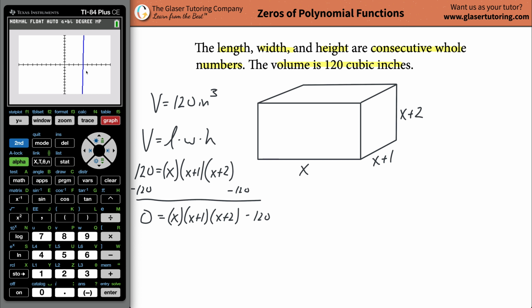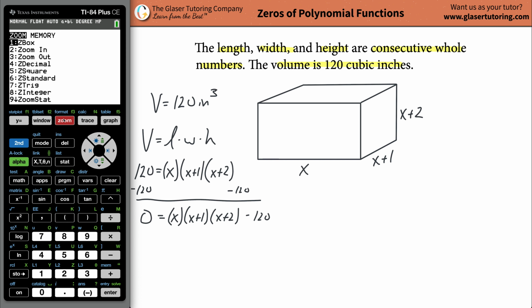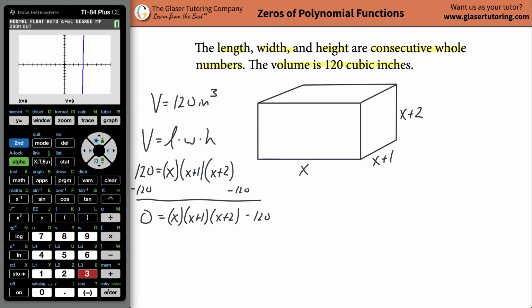And here we go. Now you can zoom out a little. So it crosses the x-axis right here. It almost looks like 4, right? So we can zoom out a little bit. You can hit zoom and hit number 3 to zoom out, and then just hit enter. And I'm going to guess that there's no other value outside, but you can keep zooming if you want.